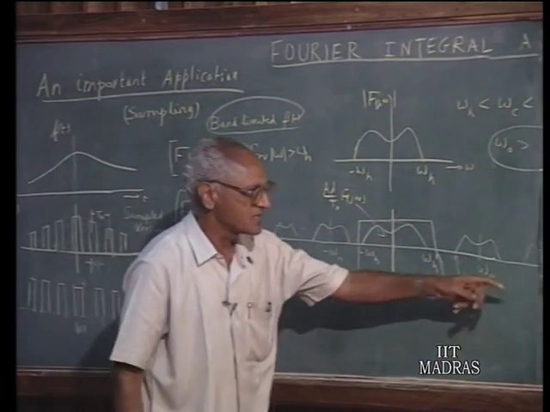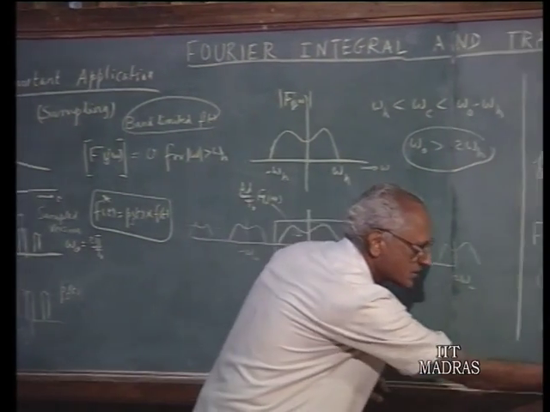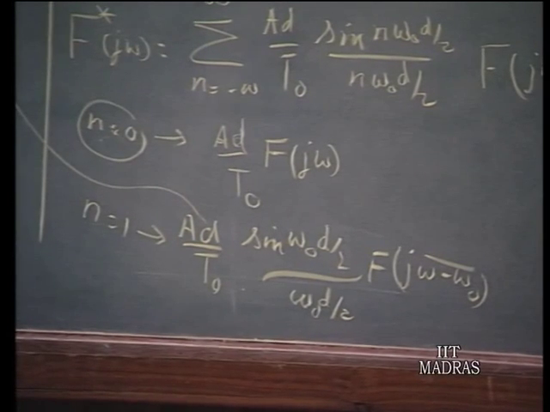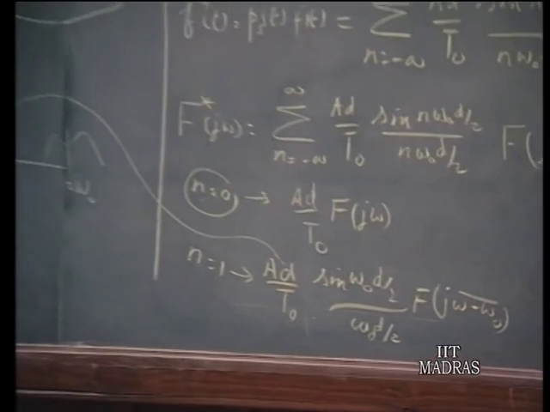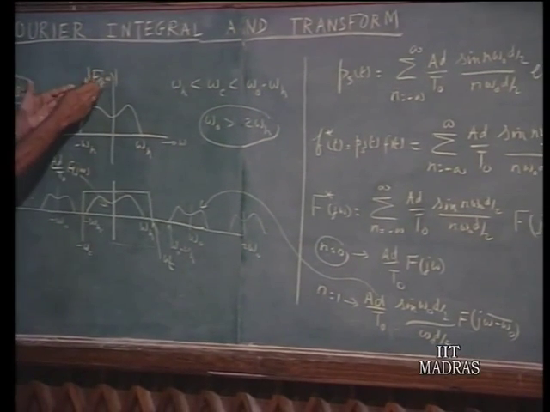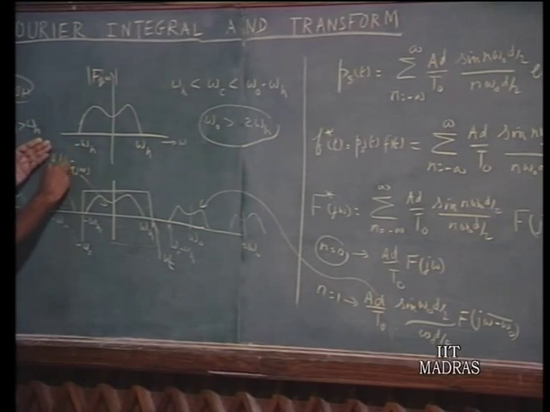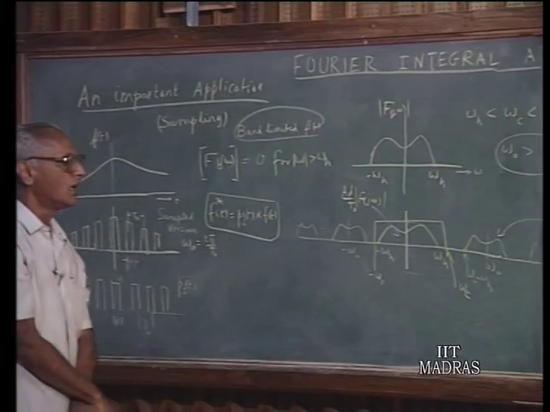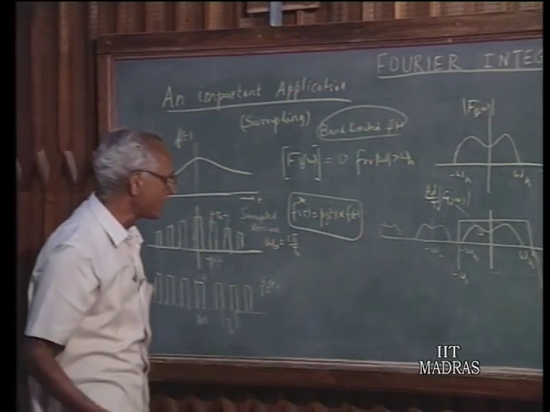And this is something else. This is a d upon t naught times this quantity, which corresponds to this. So, we have seen now that the central portion of the spectrum is a d upon t naught times f of j omega, that is a reduced version of this. So, the implementation of this is straightforward.